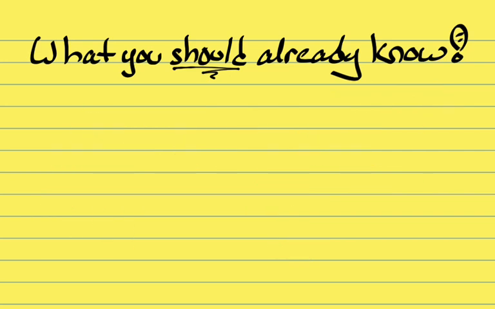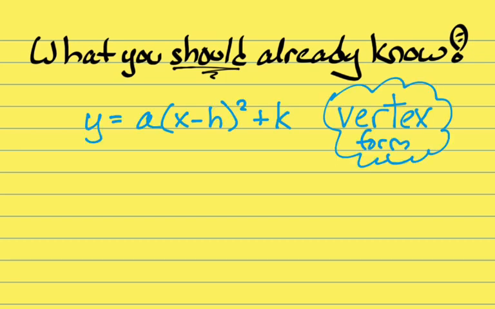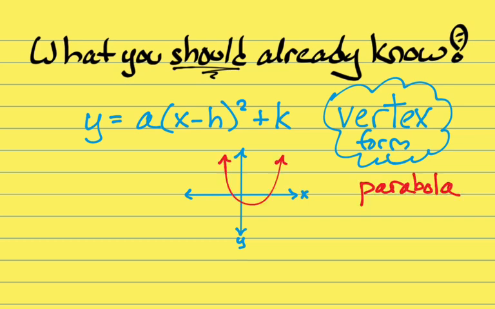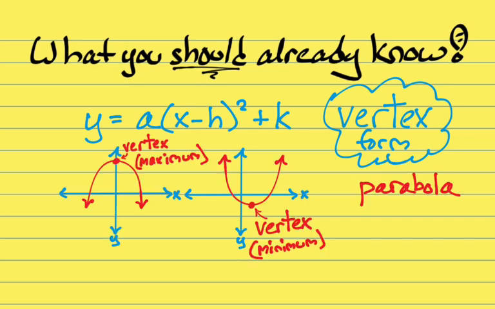Here's something else you should already know a little bit about before we get into this. This equation is called vertex form. On a coordinate plane, you would still get a parabola that could also be opening down. But more importantly, we have another vocab word called vertex. That's the maximum or minimum point on the parabola, the highest or lowest value.